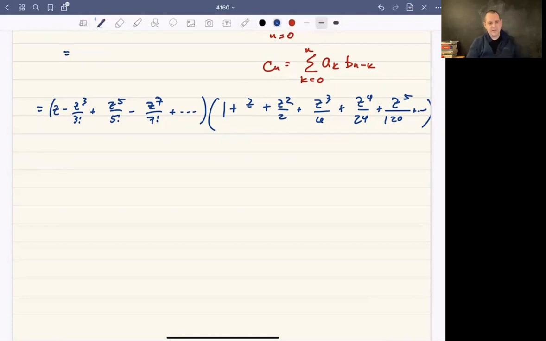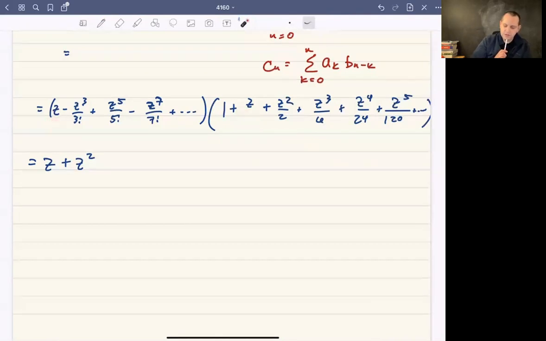That should be z minus z cubed over 3 factorial and so on. So when we multiply out, there are no linear terms. So the smallest we're going to get is z. I'm glad I caught that now. And then let's see, the next smallest term that we can get is plus z squared. So that's looking at the z and the z here.